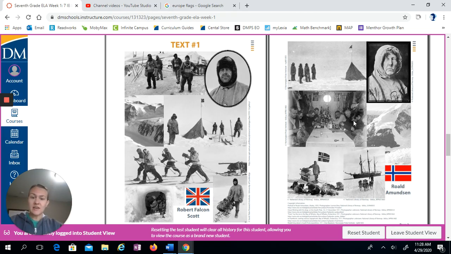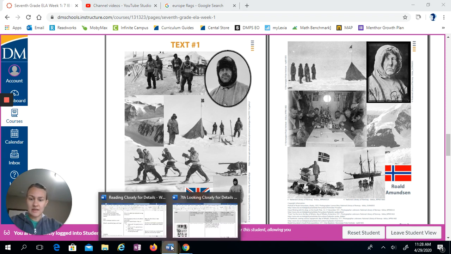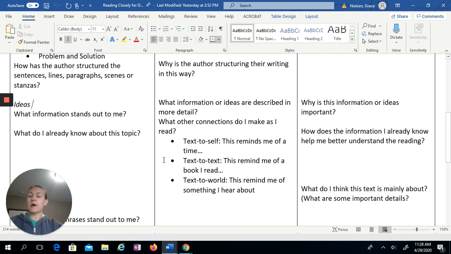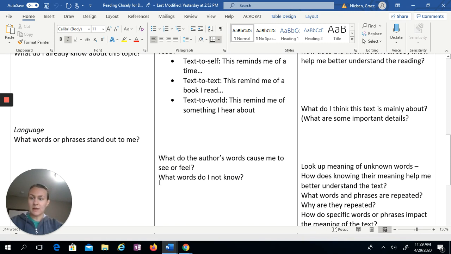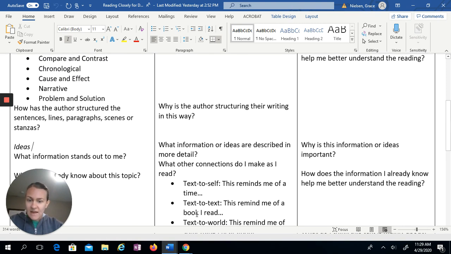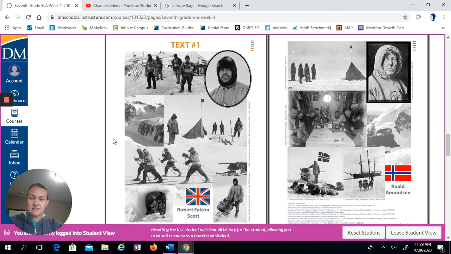Okay, so I used those questions, right? Like, how is it organized? What do I already know about the topic? I already know that these are probably explorers. And I use that to help me find details and make sense of what I'm looking at, okay?